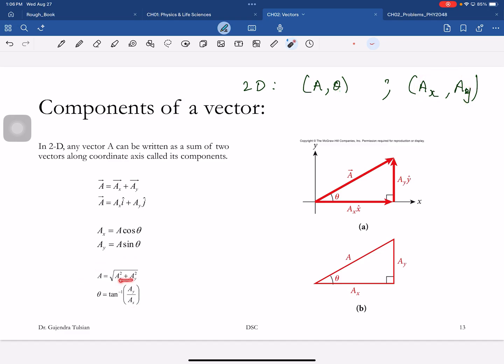Use the components, and there is the magnitude. The angle theta is tan inverse of ay over ax. Now you'll learn that this inverse function has two solutions, theta and theta plus 180 degrees, but we'll come to that later. It's not as scary as that one.